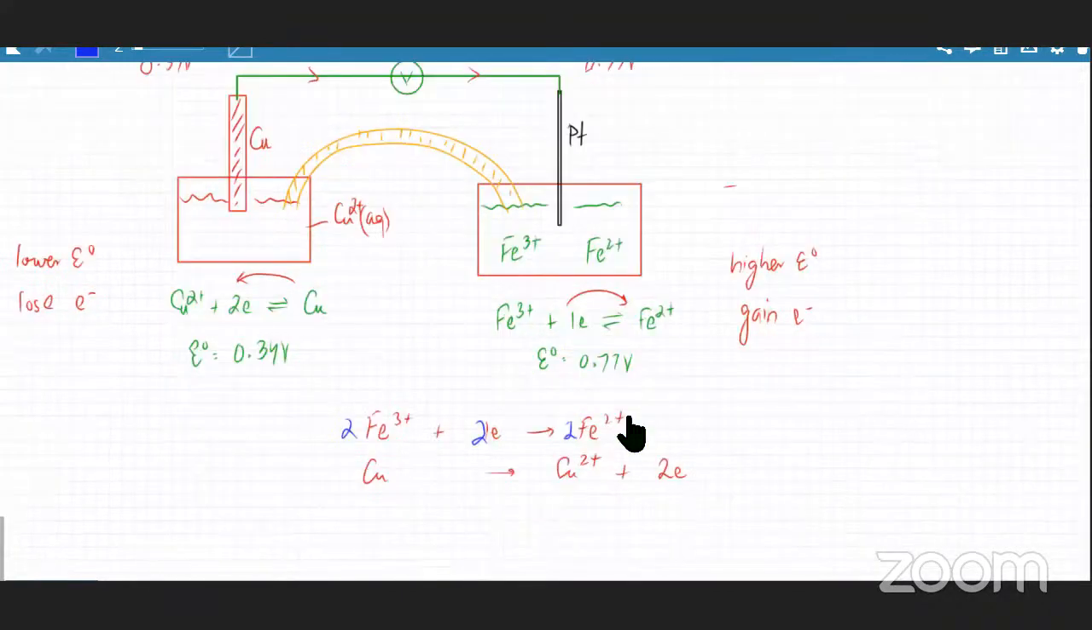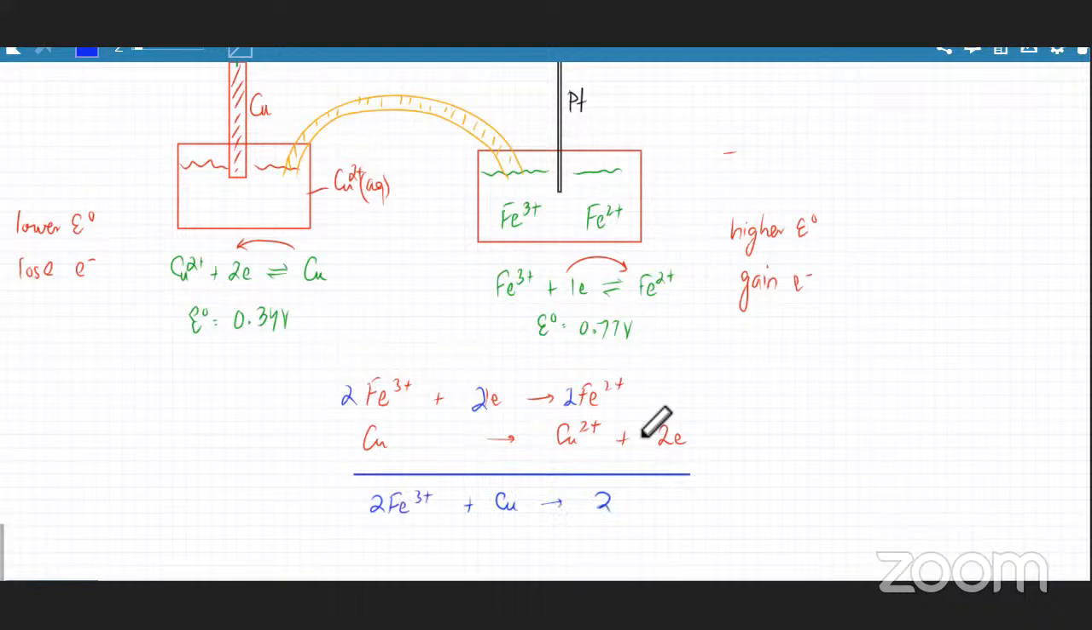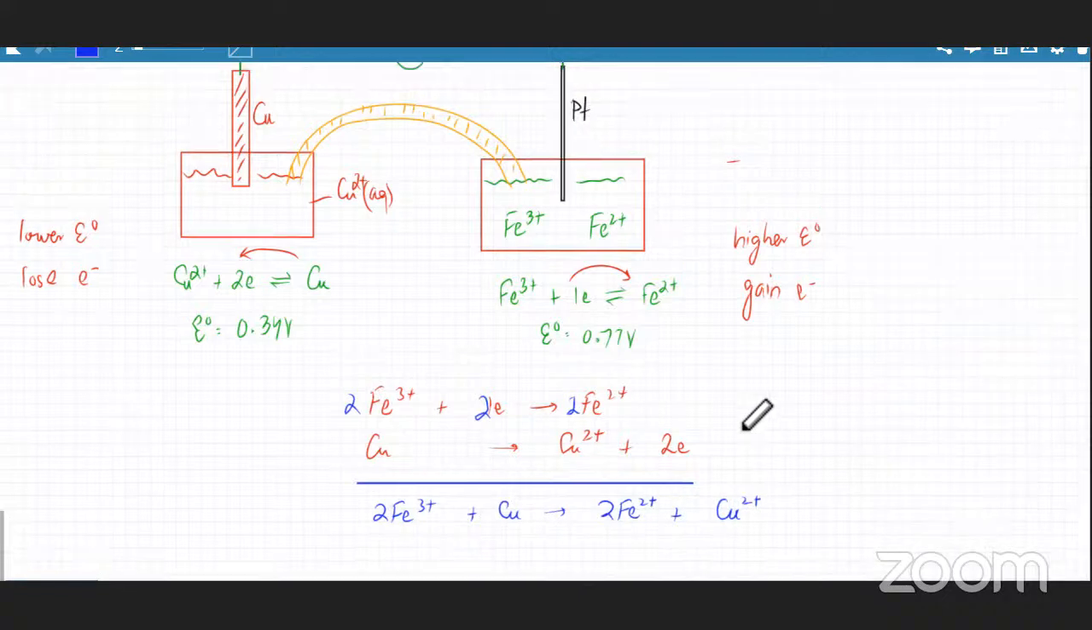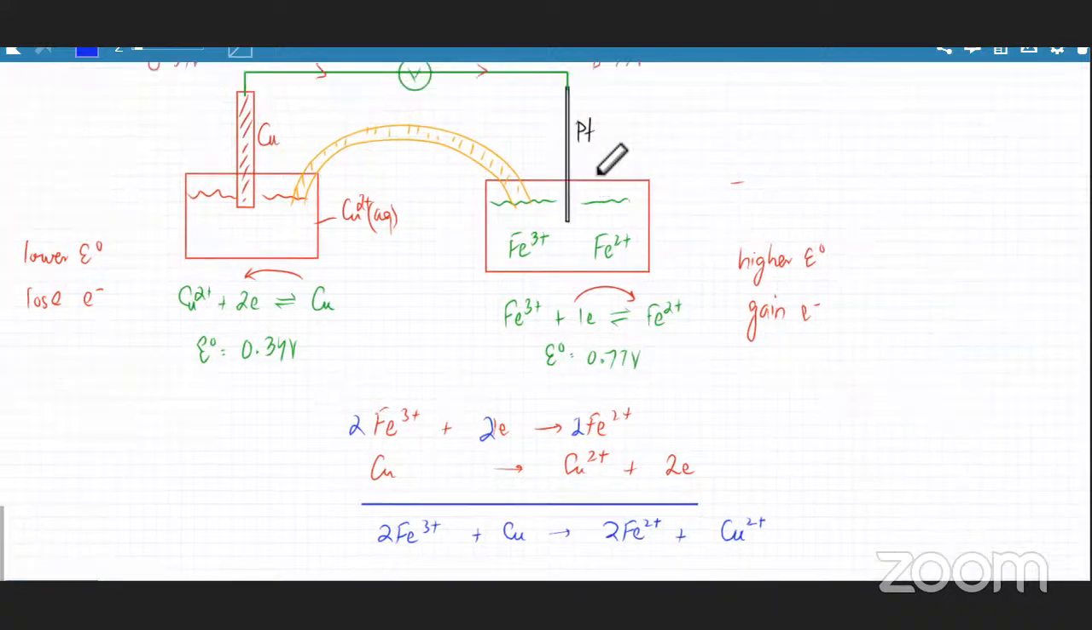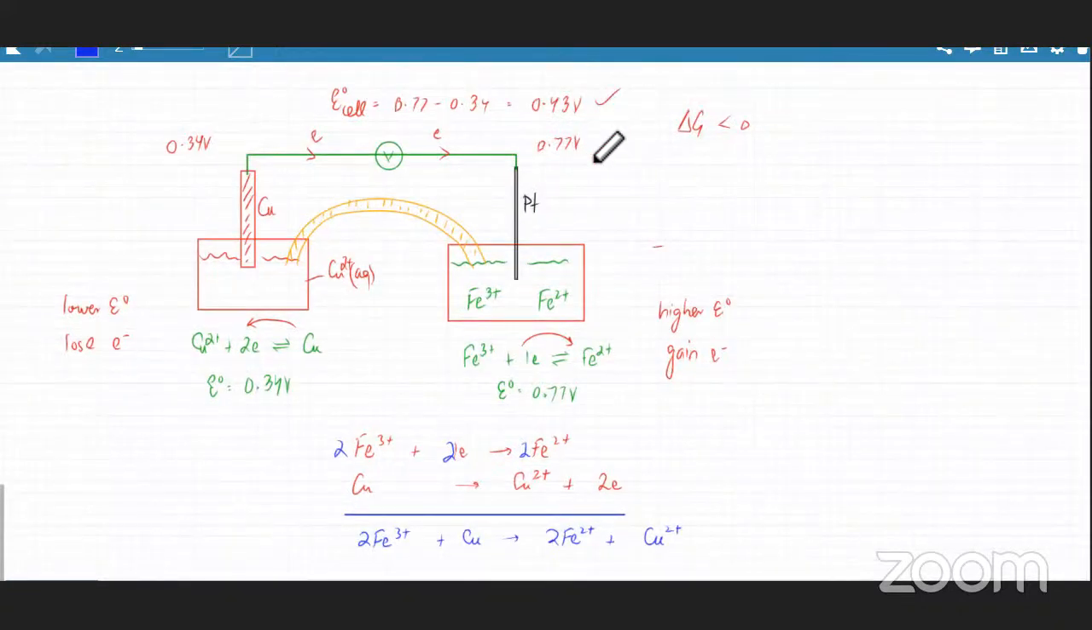So the overall equation is going to be that it would be 2Fe3 plus, Cu, and the product is 2Fe2 plus, Cu2 plus. So that's your overall reaction. और फिर इसमें E naught cell का role याद रखना कि E naught cell, the more positive it is, the more spontaneous would be the reaction.